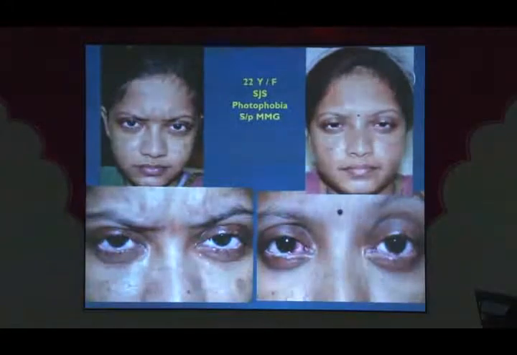Now, this is what can be exemplified from this patient, a 22-year-old female, who presented with extreme photophobia. As you can see from the pictures, she was unable to look at the flashlight of the camera. After an MMG, you can see that she is quite comfortable and the photographs can be taken very nicely.